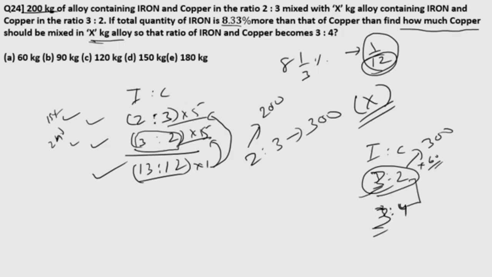So how much is added here? 2 to 4 copper, so 2 units will correspond to 2 into 60, that is 120 is the answer, right? Let's move to next question.